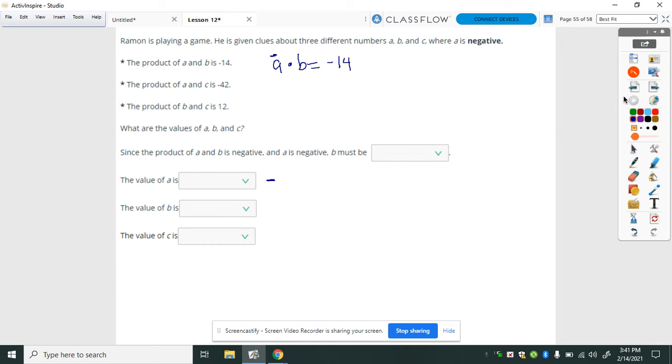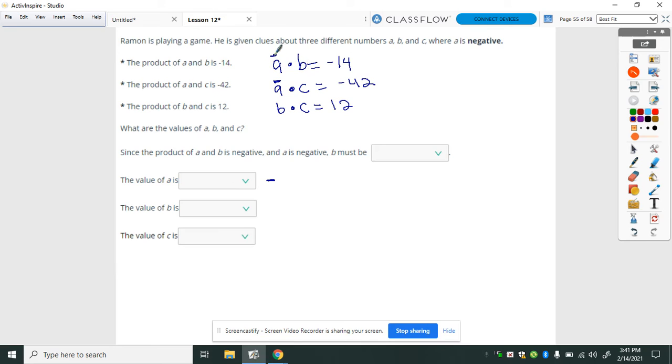The product of A and C is -42. So A times C equals -42. Again, A is negative. I'm putting that negative sign above it to help us remember. The product of B times C equals 12.